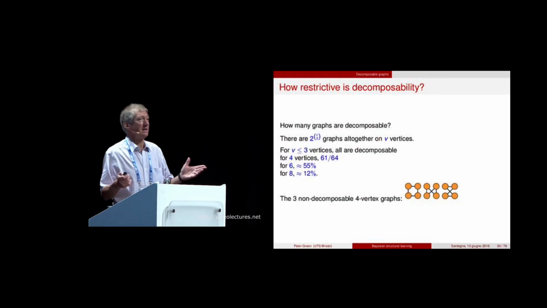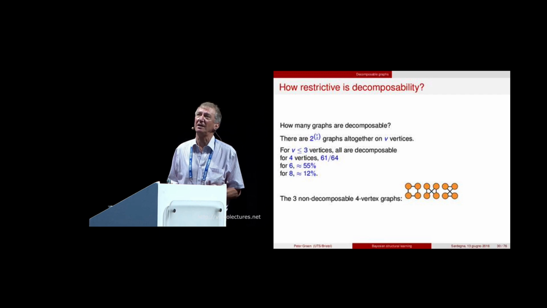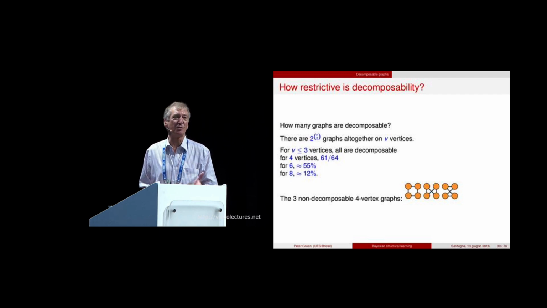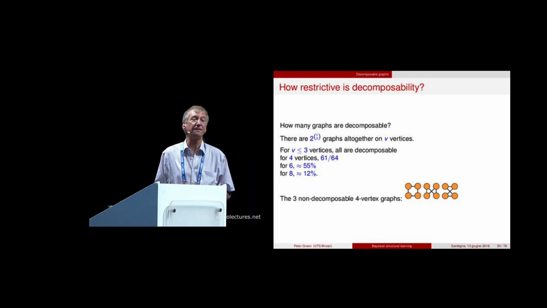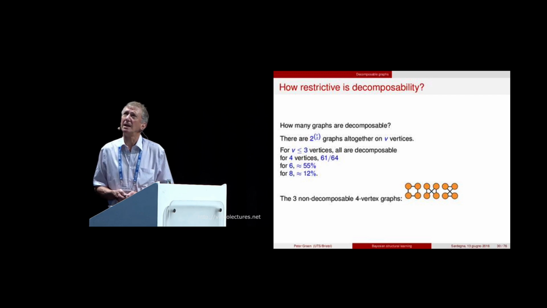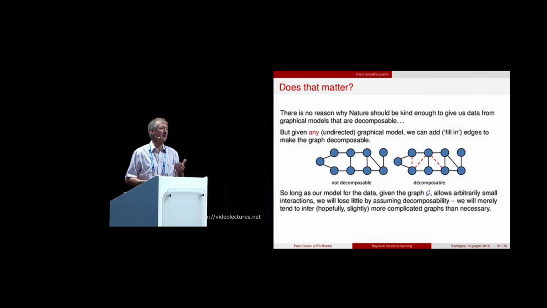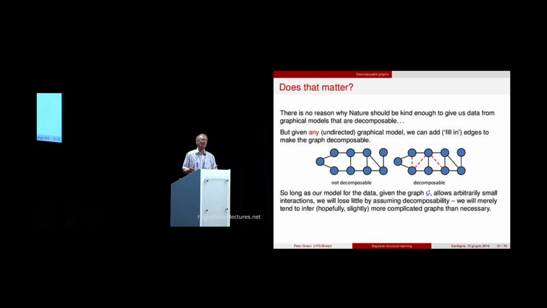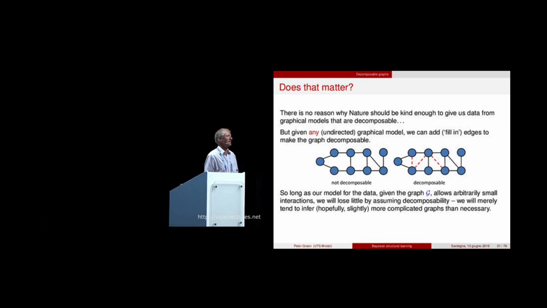Of course, if all graphs were decomposable, this would be wonderful, but unfortunately they're not. In fact, very few graphs are decomposable. All small graphs are decomposable. As soon as you have 4 vertices, you start to lose some, and as the number of vertices increases, the proportion of the graphs that are decomposable becomes tiny. Here are the 3 smallest non-decomposable graphs, the 3 ways of connecting 4 vertices to give you a chordless cycle. Now, if we knew nature was decomposable, life would be beautiful, but it's not likely that nature's kind enough to do that for us.